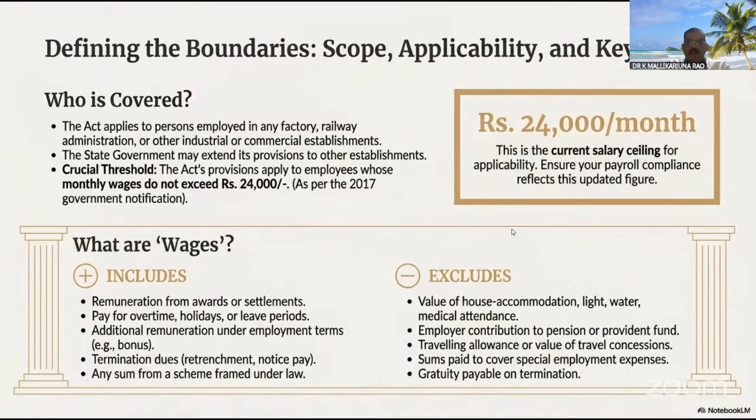So what are the exclusions? Sometimes the company may provide accommodation, the value of house accommodation, along with lighting and water, and may provide medical treatment. These are excluded. Employer contribution to pension and provident fund is not included in wages. Travelling allowances, the value of travel concessions, and sums paid to cover special employment expenses are also not covered. Gratuity payable is also not covered under wages. This is the comparison of the inclusion and exclusion of wages.